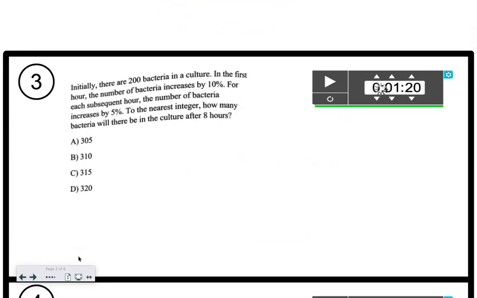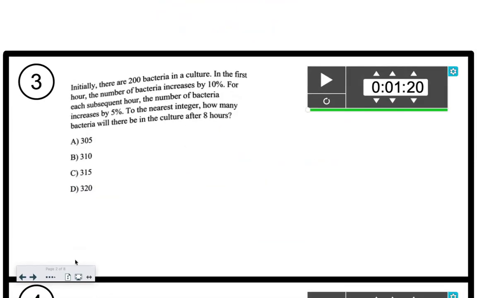All right, on to number three. So we've got 200 bacteria initially. Anytime we're talking about percent increase or decrease, this is going to be an exponential model, which is typically A B to the X. My A is the initial amount, and B is going to be my percent change. So the number of bacteria increases by 10%, so that's being multiplied by 1.10.